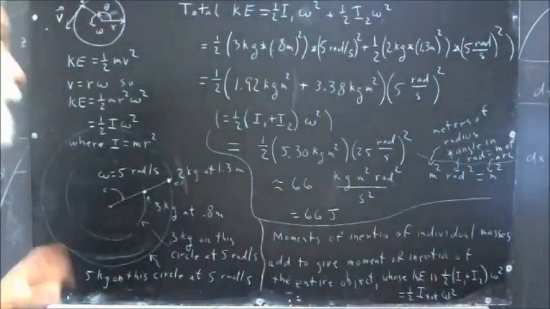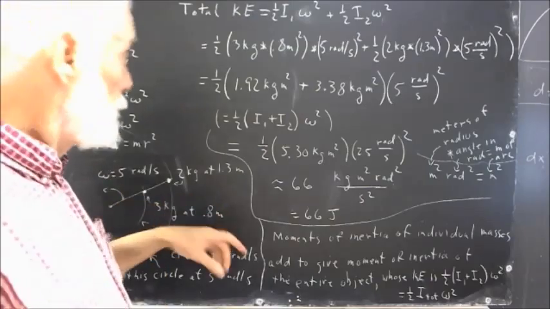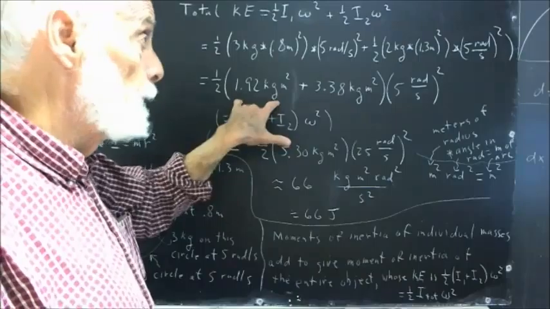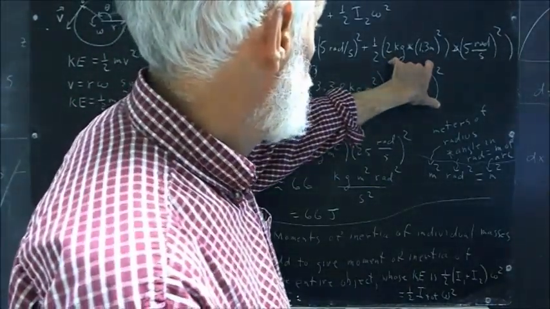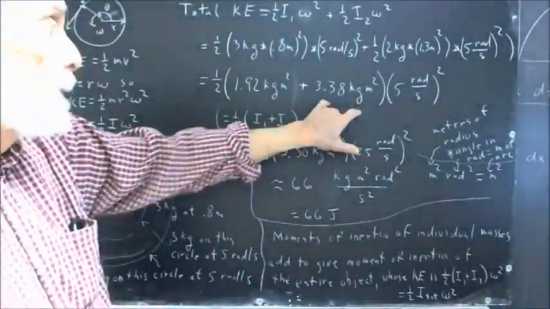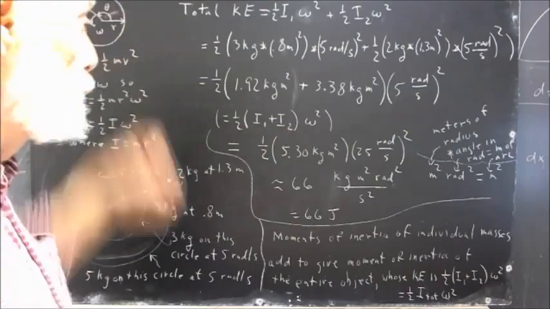In the next line, I made a little bit of a jump. I multiplied this out to get 1.92 kilogram meters squared. I multiplied this out to get 3.38 kilogram meters squared, which we've already seen. I don't think we've actually calculated the 1.92 kilogram meters squared.